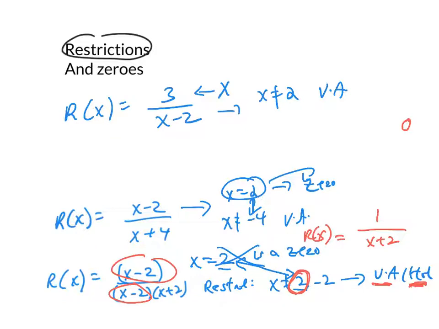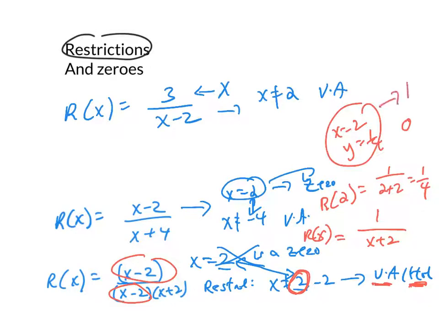Well, you take the 2, the potential hole, and you sub it into the modified reduced rational function. Over here you get 1 over 2 plus 2, which is 1 over 4. So what that means is at x equals 2, y is going to be 1 over 4, and this is not a point, but it is a hole on the graph.